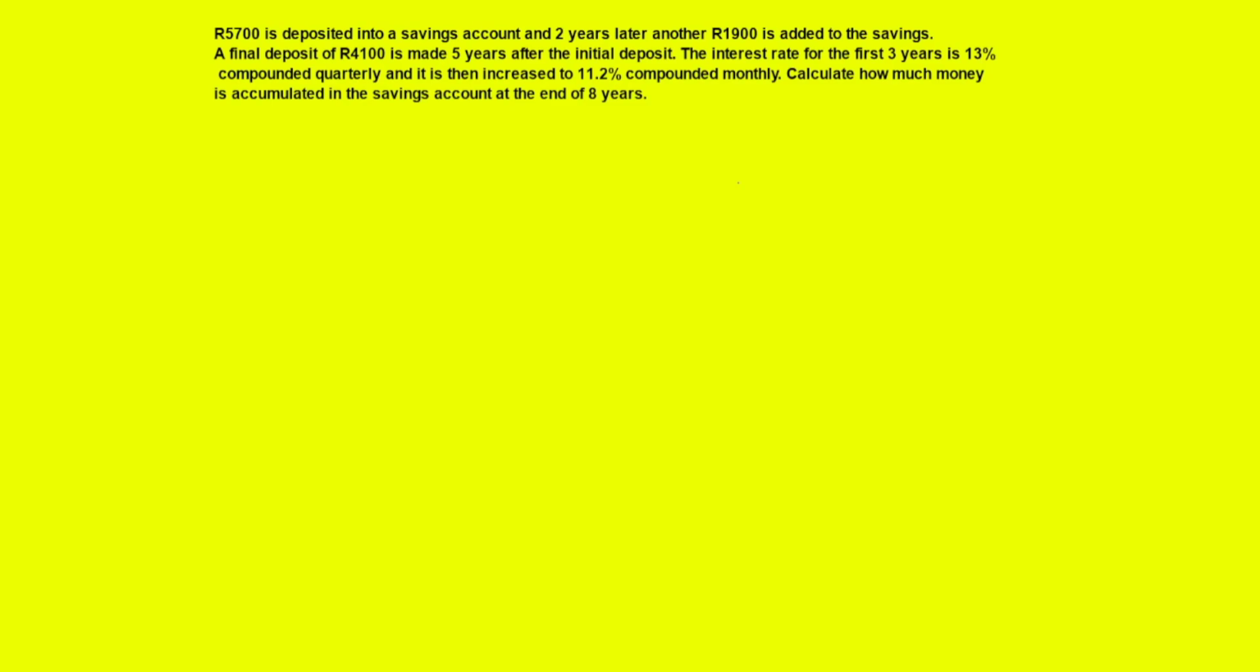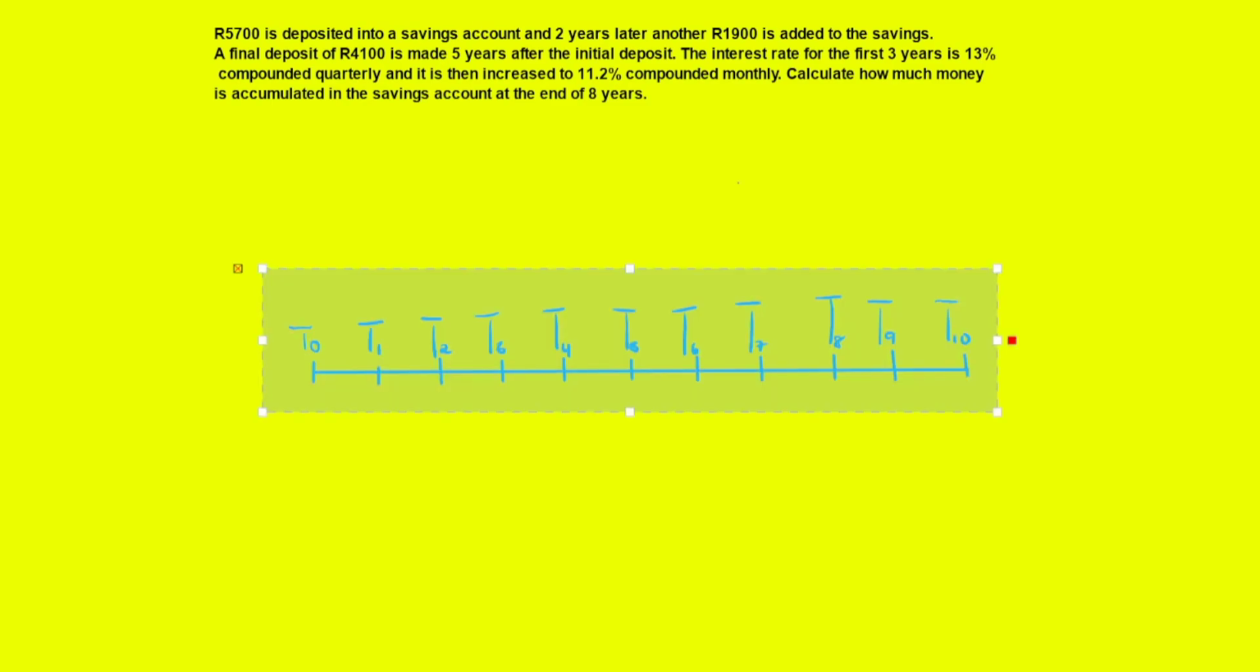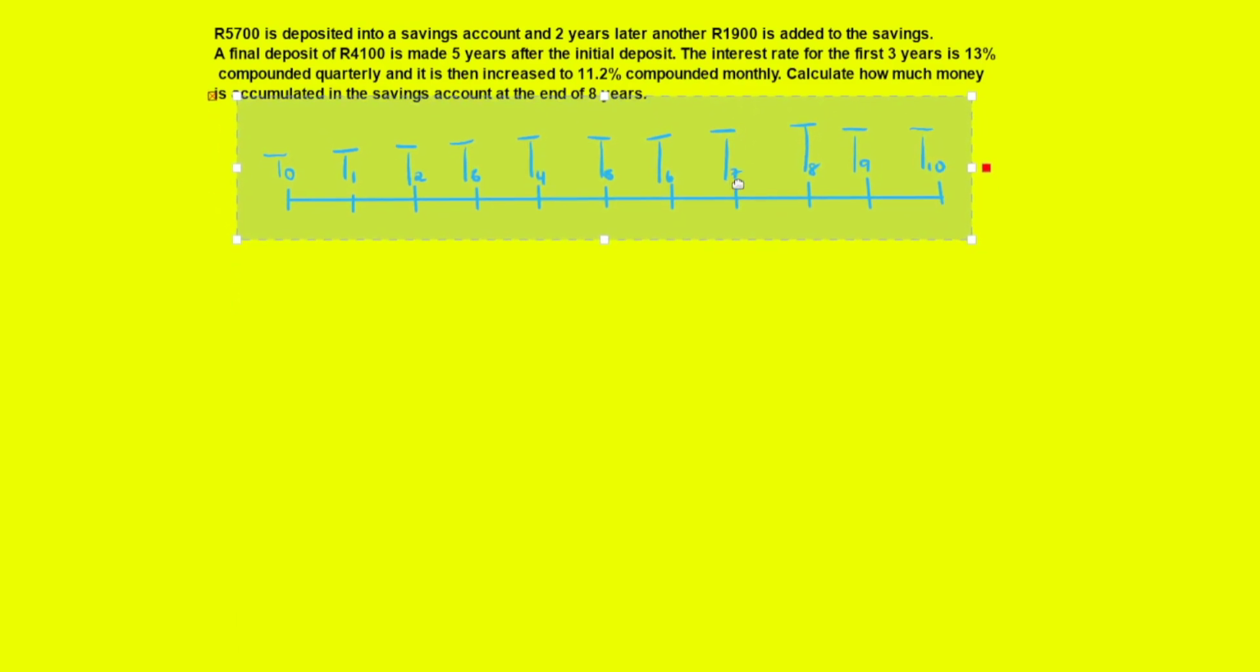Now, this question is quite complex, and in order for us to break down complex questions, we need an aid of a timeline. Let us go ahead and add our timeline. Now, once the timeline has been added, let us look at the components that go into our timeline. The first component would be the money component. We had a deposit of 5.7, which was the initial amount. 2 years later, we added 1.9. And finally, 5 years later, we added 4.1.